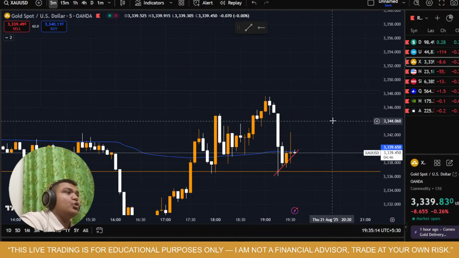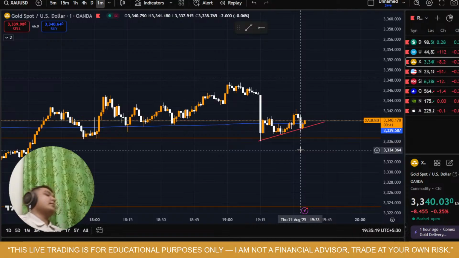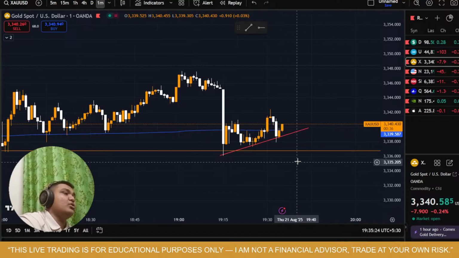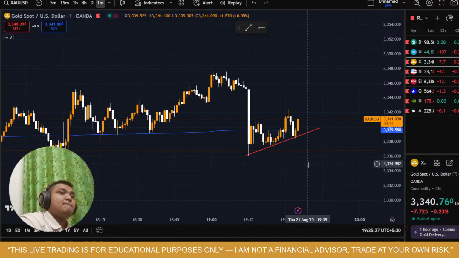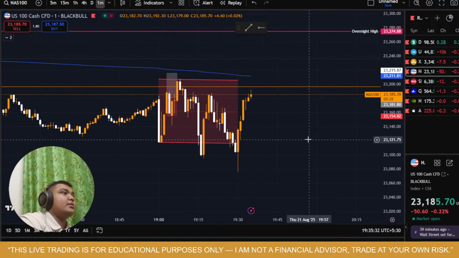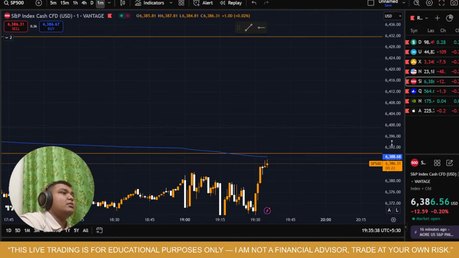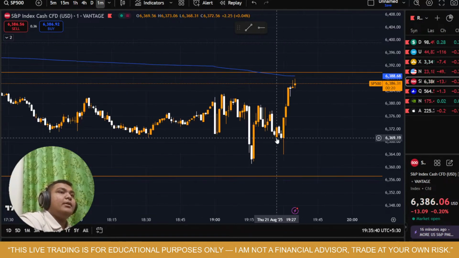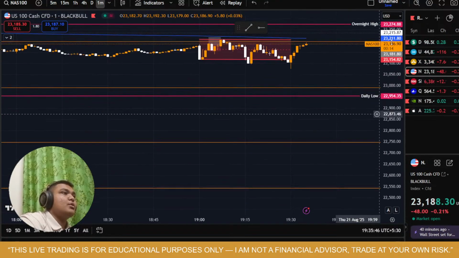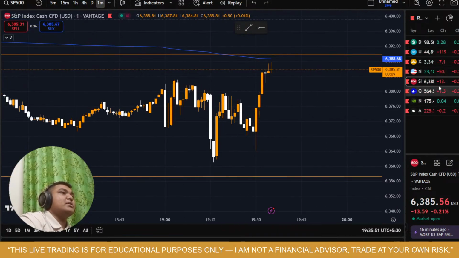Gold started chopping around. See the trend line. I just drew this trend line and it's just following this trend line. This is the gold chart, by the way. NASDAQ stuck at this pivot in the chop market. Yes, it's trying to break the levels, but we'll see.